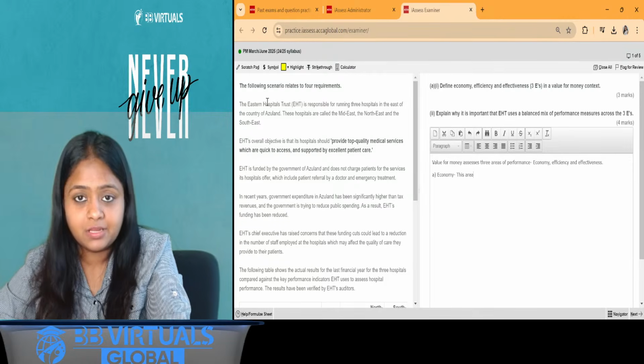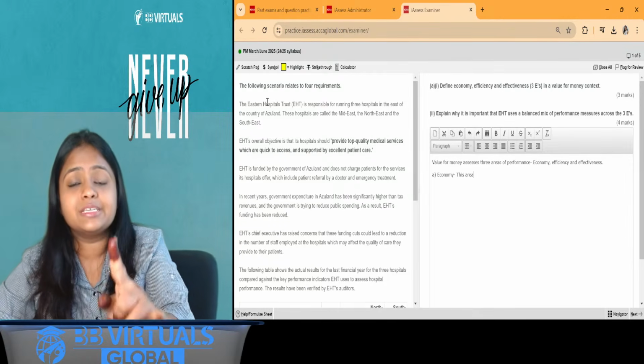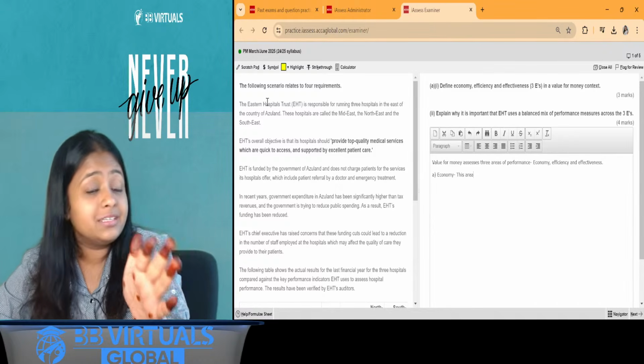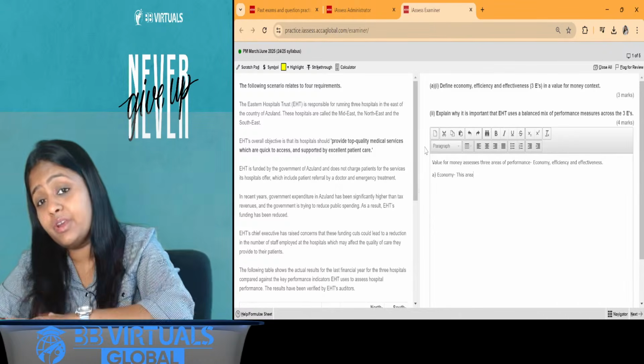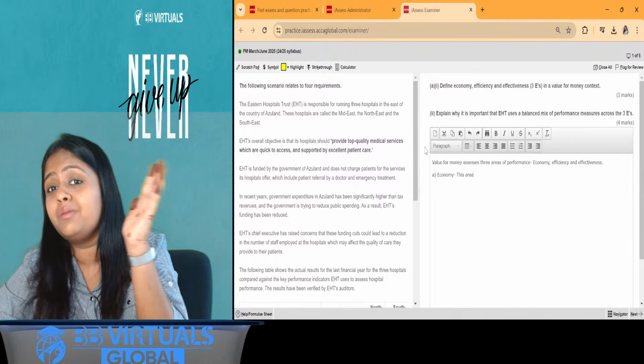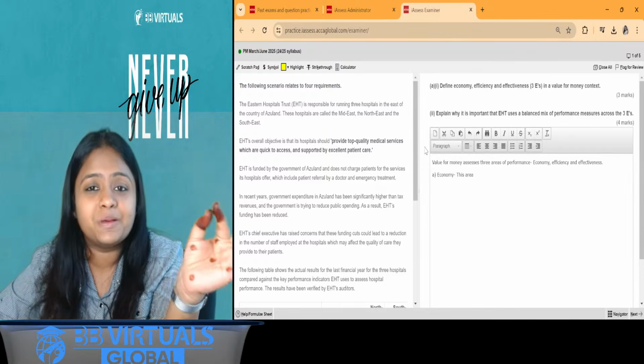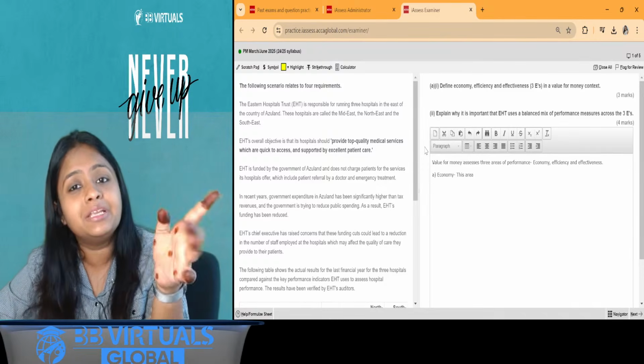It's a hospital, Eastern Hospital Trust. So it is a not-for-profit organization and it is a service sector. And it is not a manufacturing sector. So now when you're writing your pointers, you have to write keeping in mind the service sector. This is trick number 1. Always write your points specific to the question, even when you're writing general points.